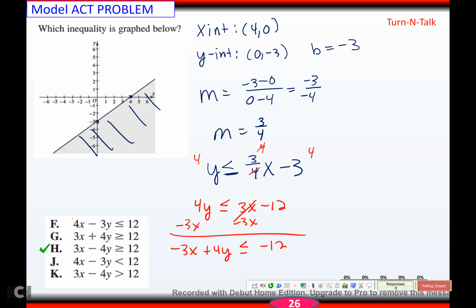Now, I'm looking at all my x's and none of them are negative. So that's a problem. I don't want mine negative. So divide by negative, negative, negative. And I get 3x, positive 3x, minus 4y. Flip the inequality because I divided by a negative. And that's positive 12, which gives me H.